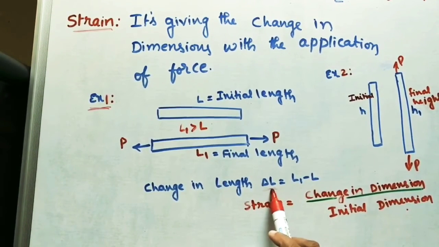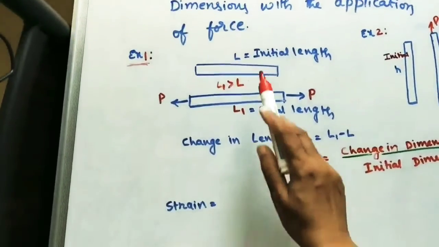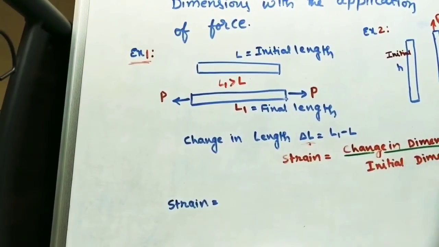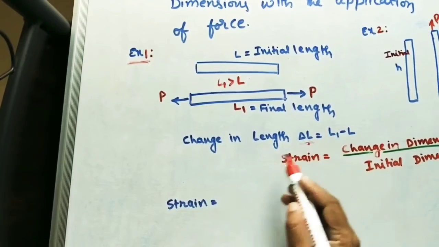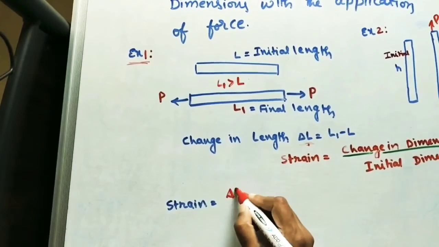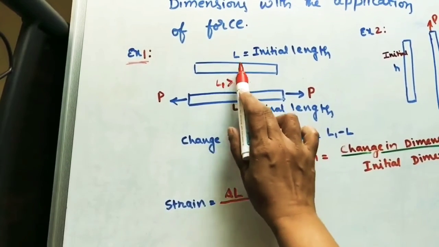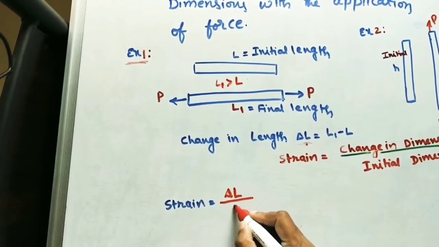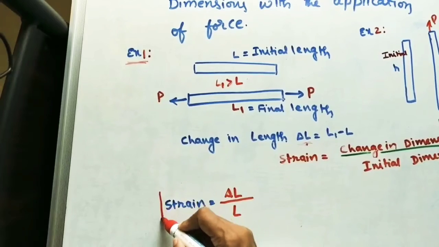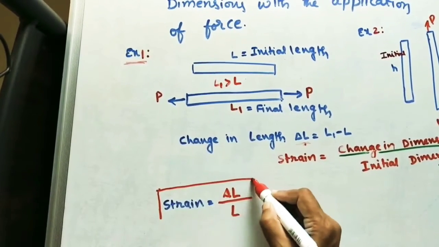Here, what is the change in dimension? Delta L. If you are writing strain for this example, change in dimension means length is changing, so we can take delta L to the initial dimension. What is the initial dimension? L is the initial dimension, so delta L by L. This is the strain in the taken example.